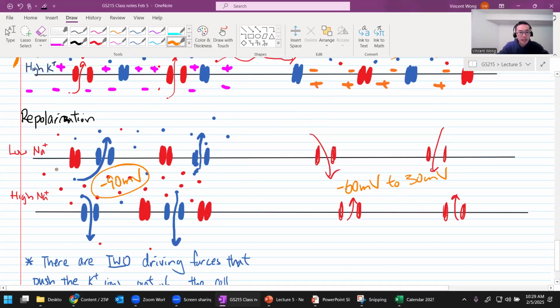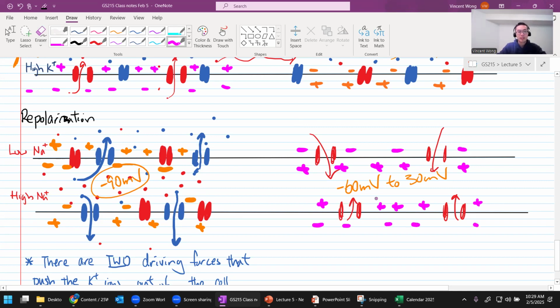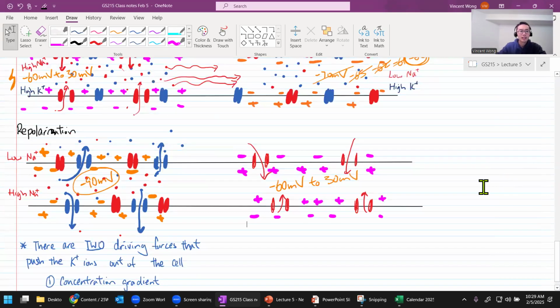I know it's getting very messy. As this becomes negative again because of the potassium leaving, the next portion is going to become positive now, just like it did previously. Do you see that? I will try to explain this one more time as a whole process in a bit. But copy what you can, and then we'll go from there.